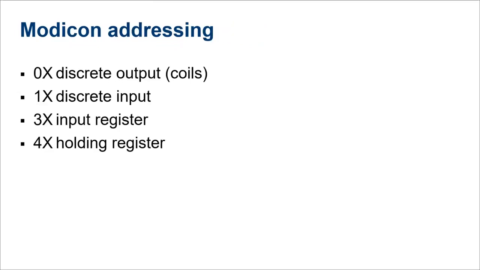There are four primary ways of storing the data. Your 0x is going to be your discrete outputs, which are coils. These are read-write Boolean values. 1x is going to be a discrete input, which is just a readable value. It can't be written. 3x will be your input registers. This is your analog data that you only want to read, and 4x is a read-write holding register. This is where you can send analog controls or read analog data.